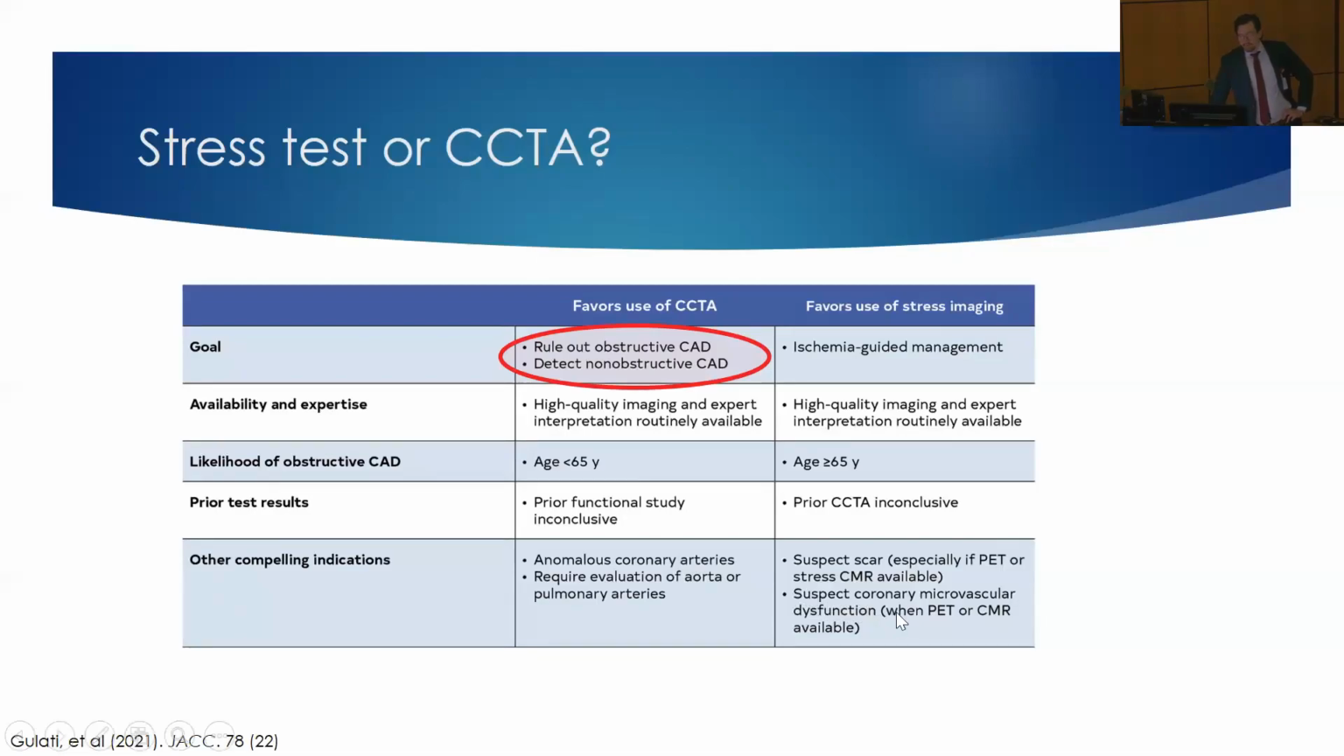Or if there's coronary microvascular dysfunction, like a patient has normal coronary arteries, and you want to see if it's a microvascular problem when their epicardial coronary arteries are normal, you can do a PET stress test or a cardiac MRI adenosine stress test.